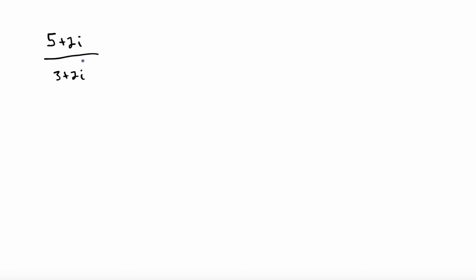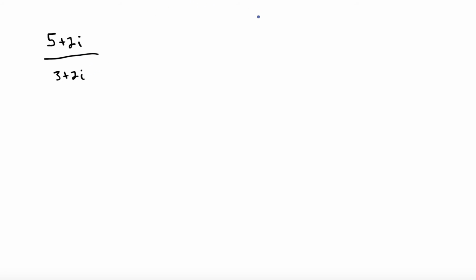All right, so here we want to divide these two complex numbers together. The numerator is 5 plus 2i, and the denominator is 3 plus 2i. Now remember though, we don't really divide these. The idea is to get rid of the i in the denominator.